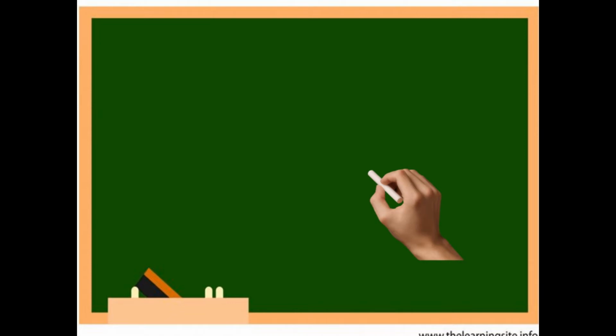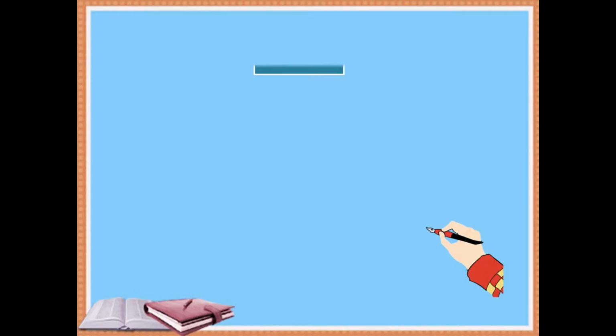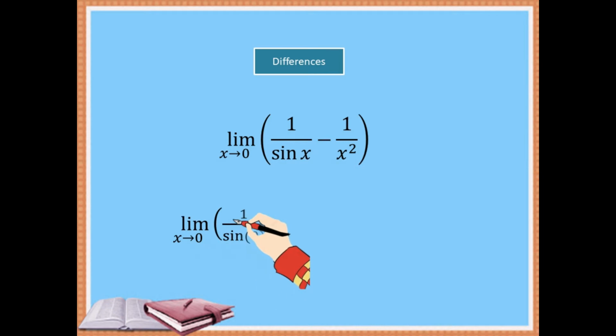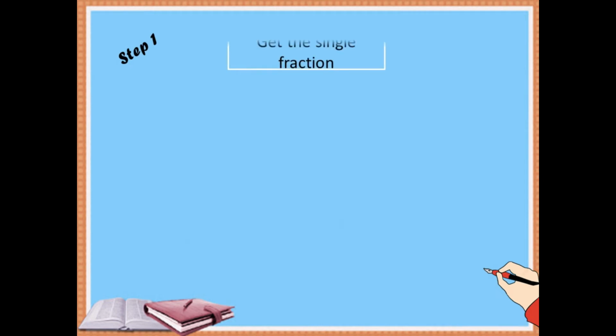So today I will explain question number 1. This is the question. We know that the type of indeterminate form is different. So we substitute the value of 0 into x and we will get infinity minus infinity. For step 1, we need to get the single fraction.